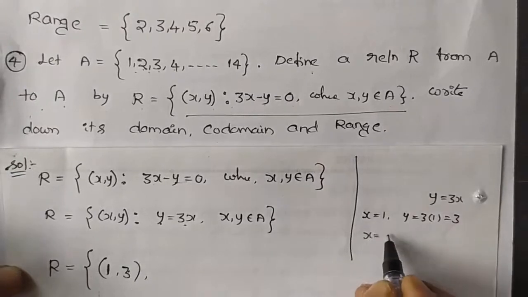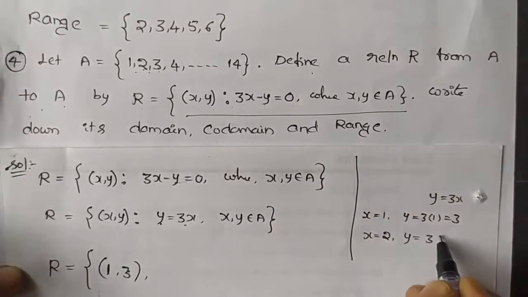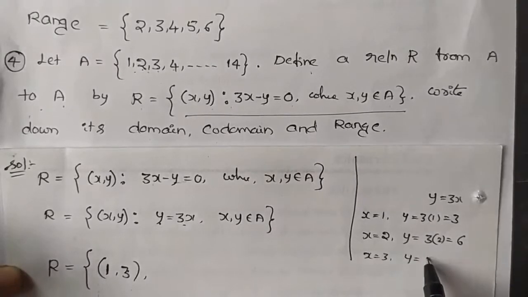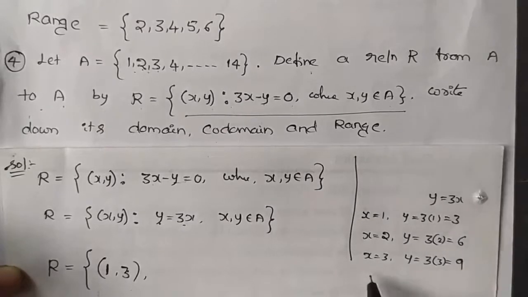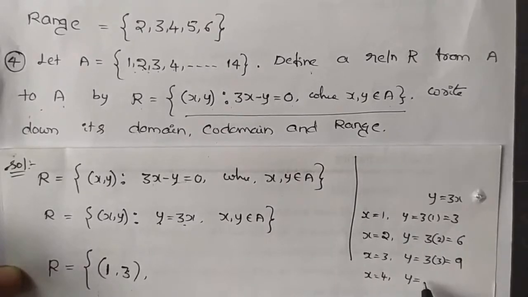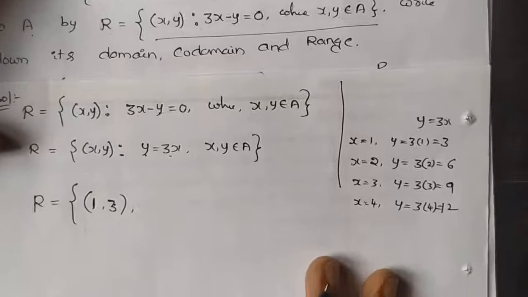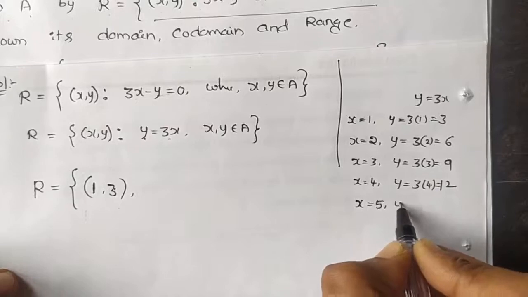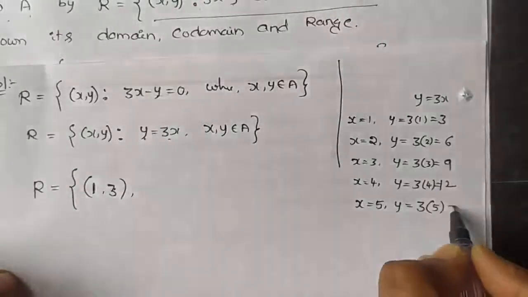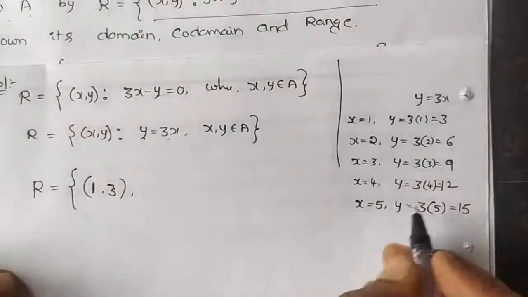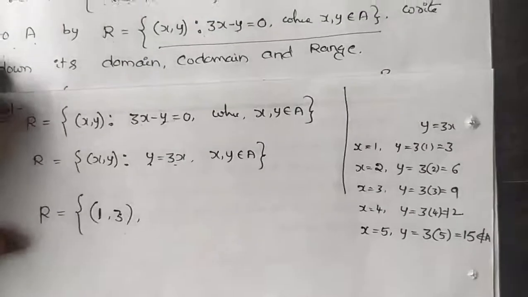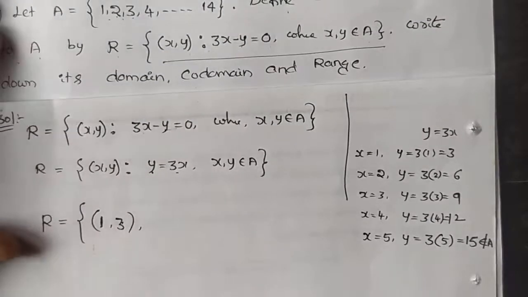If x equals 2, then y equals 3 into 2, which is 6. If x equals 3, then y equals 3 into 3, which is 9. If x equals 4, then y equals 3 into 4, which is 12. Similarly, if x equals 5, then y equals 3 into 5, which is 15. But 15 does not belong to the set A. We have the given set only up to 14.